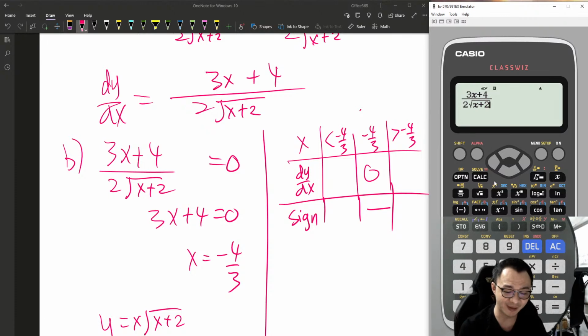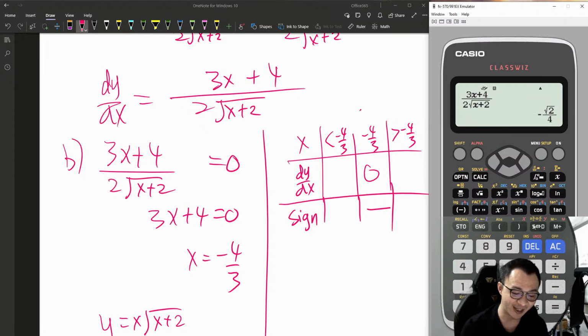Then I will use the calculate button. I can insert any value I want here. So I can try about negative 2. Why can't it be negative 2? Negative 2, the bottom is 0. Oh, it cannot be 0 because the denominator cannot be 0. Okay. Yeah, x plus 2. So I need to try any value. This negative 4 over 3 is negative 1.33333. Okay, I try negative 1.5. Calculate negative 1.5.